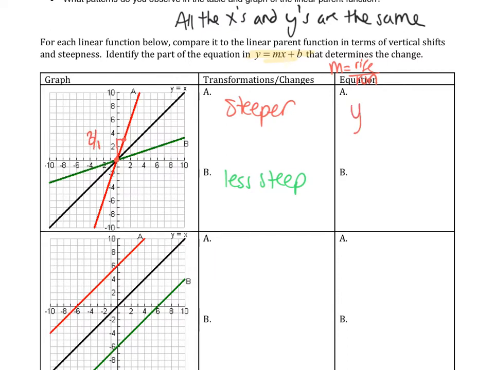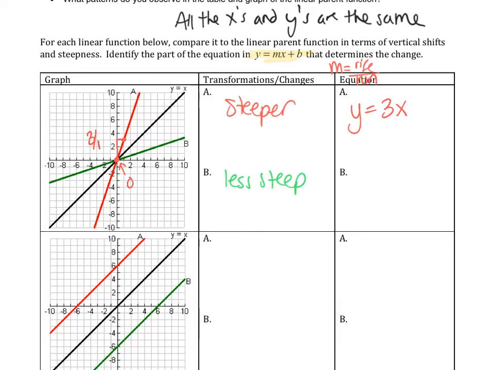So when I write my equation, y equals 3x, and then we would typically put the plus b, but b is 0 here, so I don't need to put the plus 0. So the equation of that line is y equals 3x.